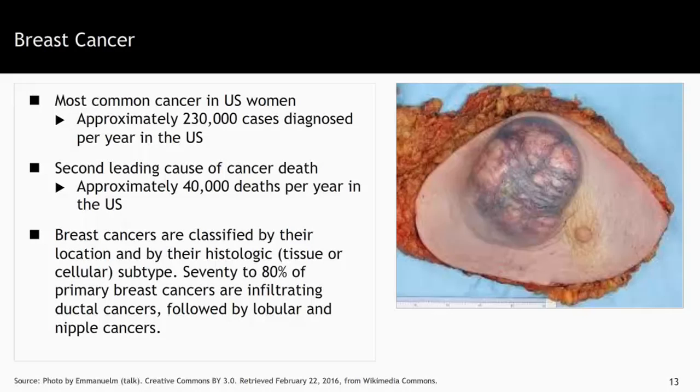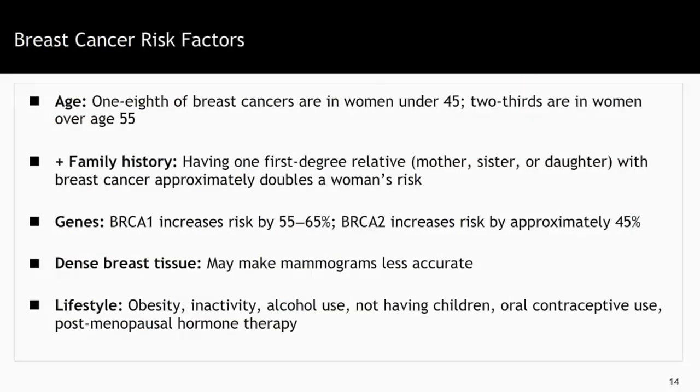Again, 80% of primary breast cancers are called infiltrating ductal cancers. They are adenocarcinomas. There are subtypes like lobular and nipple cancers, but again, the vast majority are adenocarcinomas. What are the risk factors for breast cancer? Again, age. 1 in 8 cancers in women occur under the age of 45, 2/3 over the age of 55. It is clear that family history is important as a risk factor. Having one first-degree relative, mother, sister, or daughter, with breast cancer doubles a woman's risk.